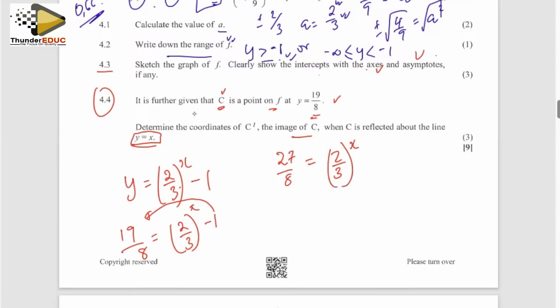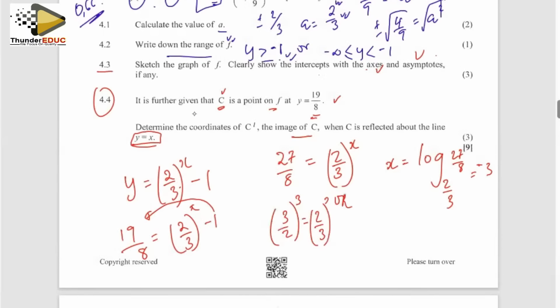So 27/8 is the same as (2/3) to the x. Now what I can do is use the logs straight away. I have two ways of doing it. If I use the logs, my x is going to be log base 2/3 of 27/8. Let me try this approach and see. The answer I'm getting is -3. Alternatively, if I use exponents, this is going to be 3/2.